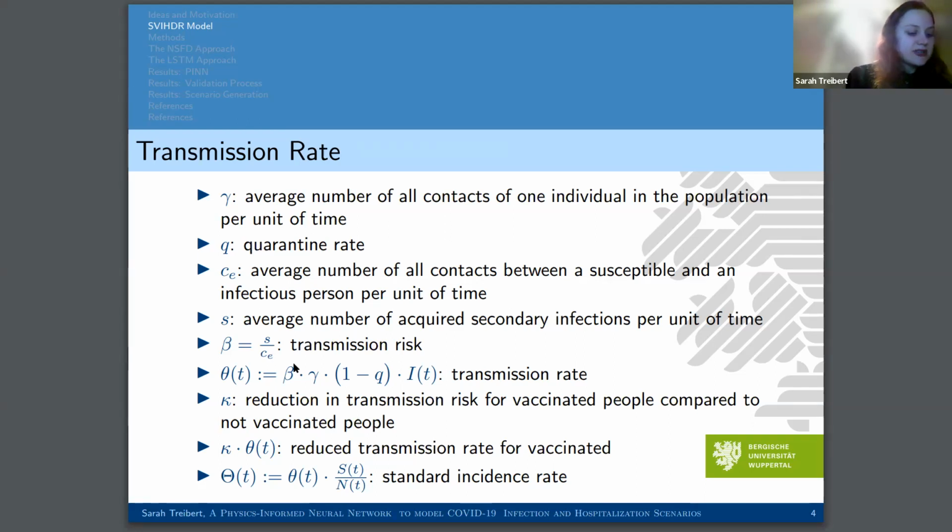Yeah, the mass action and the standard incidence rate agree when the total population size is constant. We just normalize here. This is also the most common case, I think, to use the standard incidence rate.